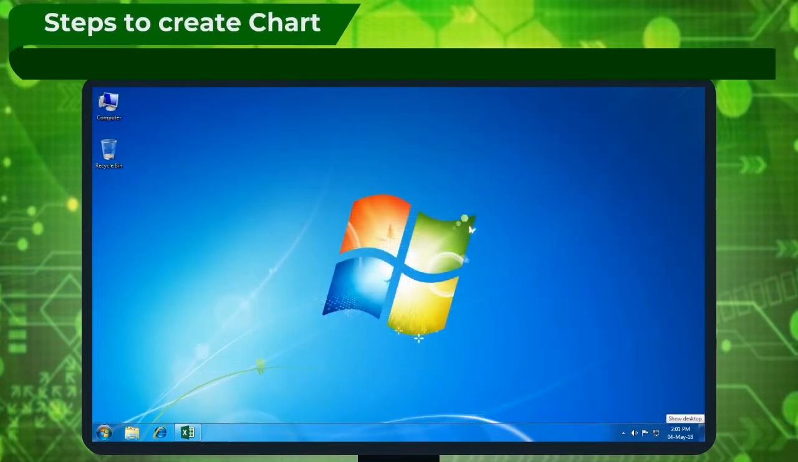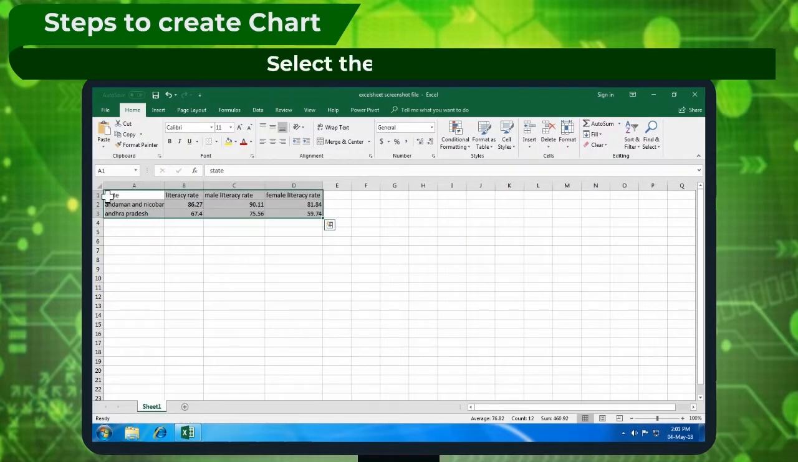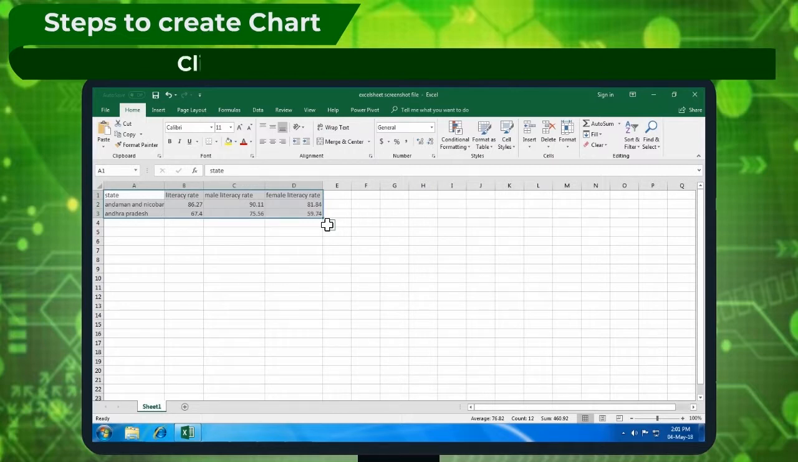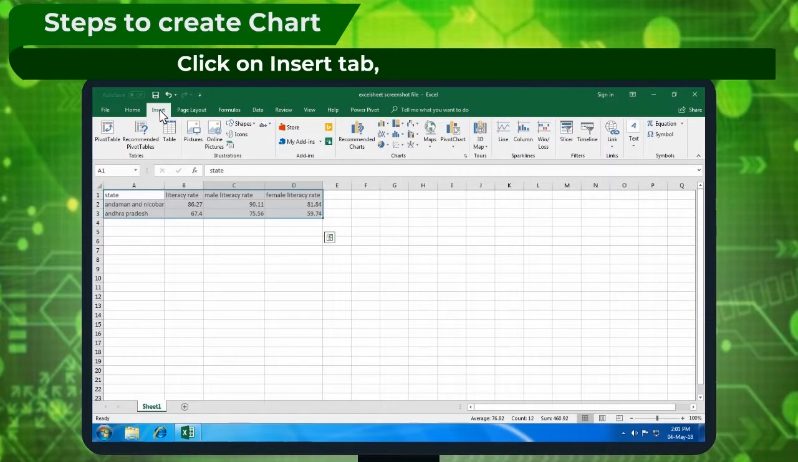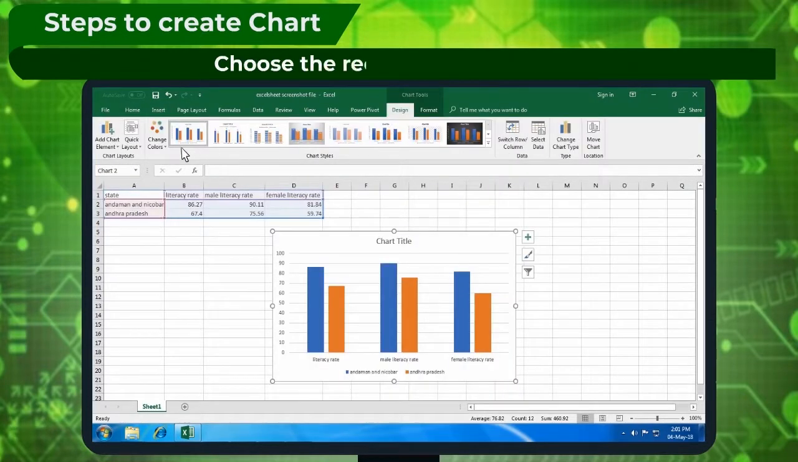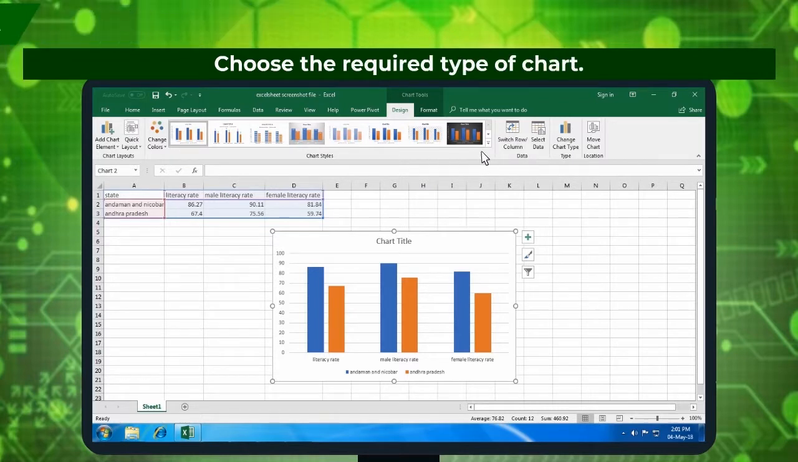Steps to create chart. Select the numeric data to be represented as chart in the worksheet. Click on Insert tab. Look for Charts group. Choose the required type of chart.